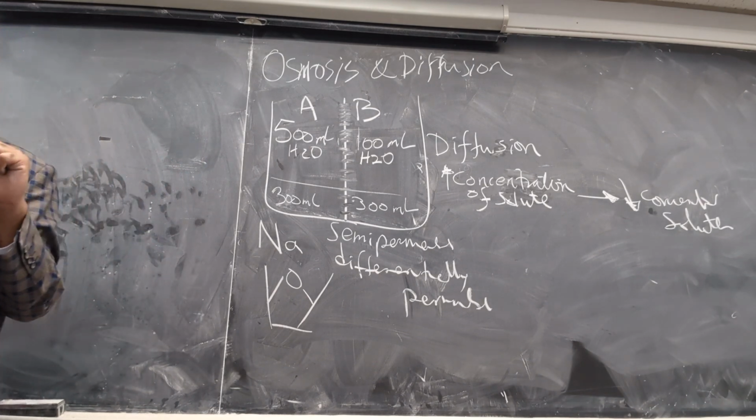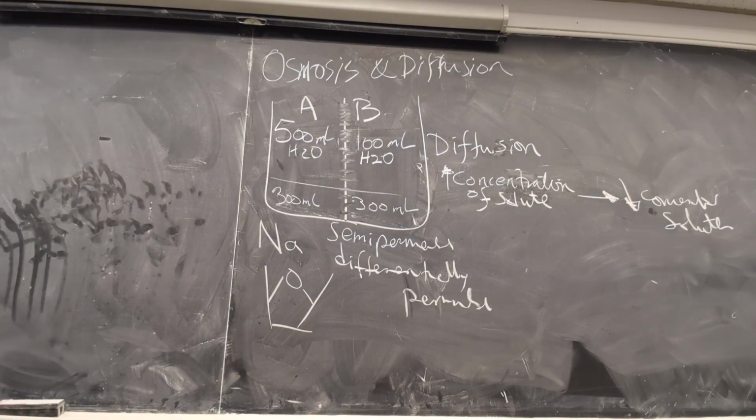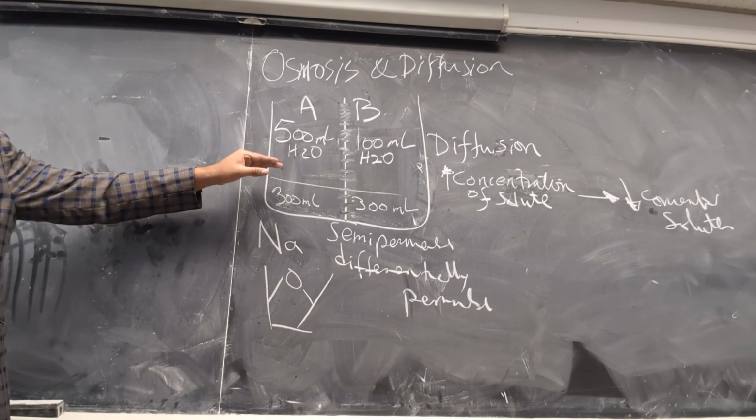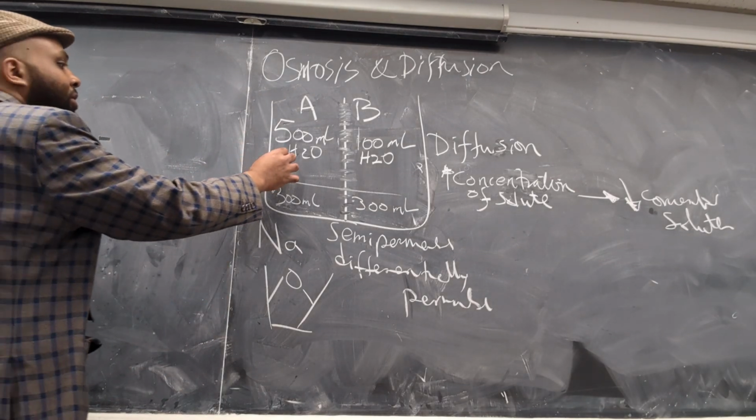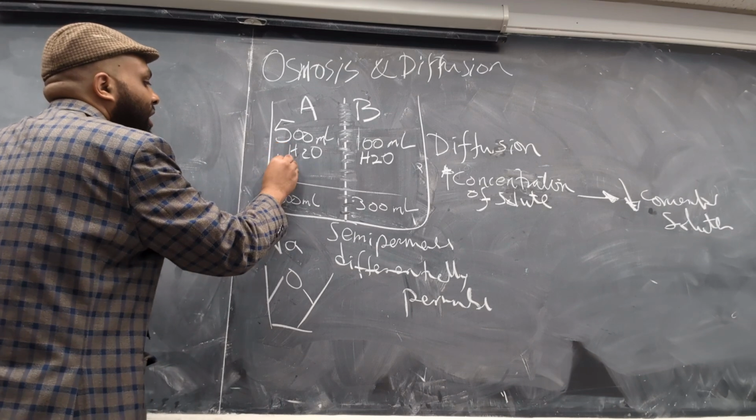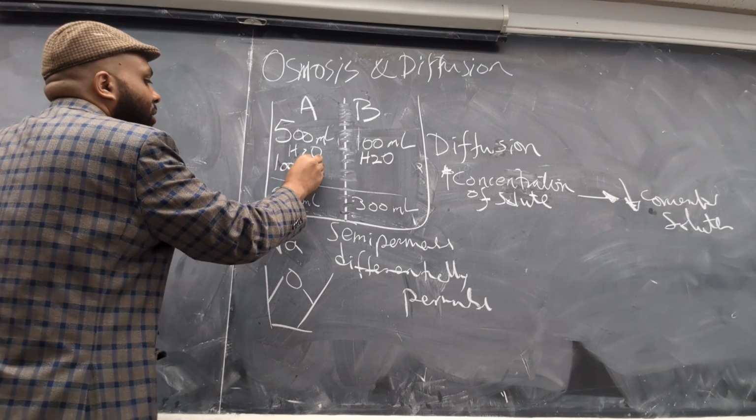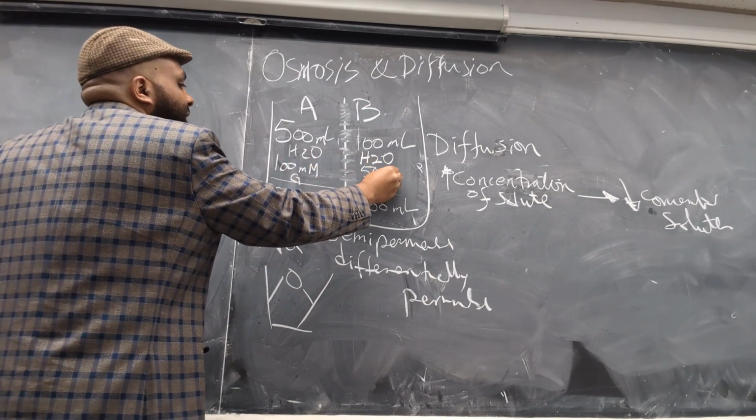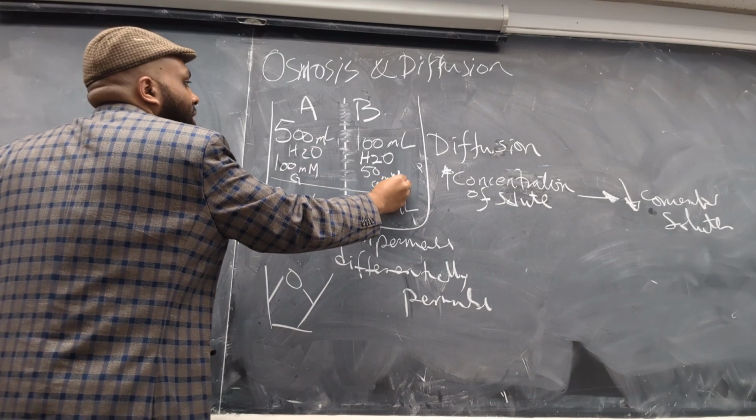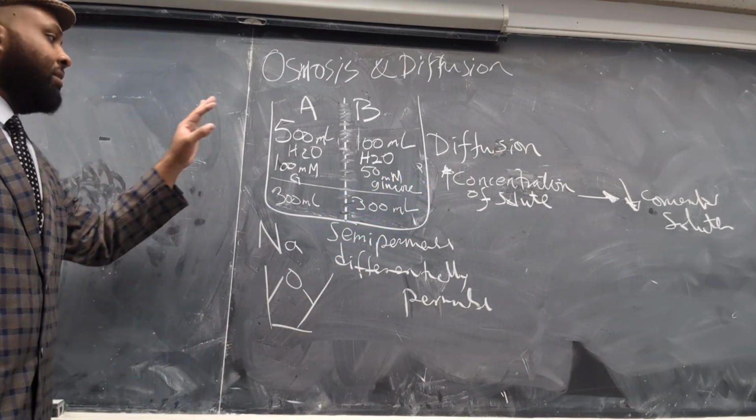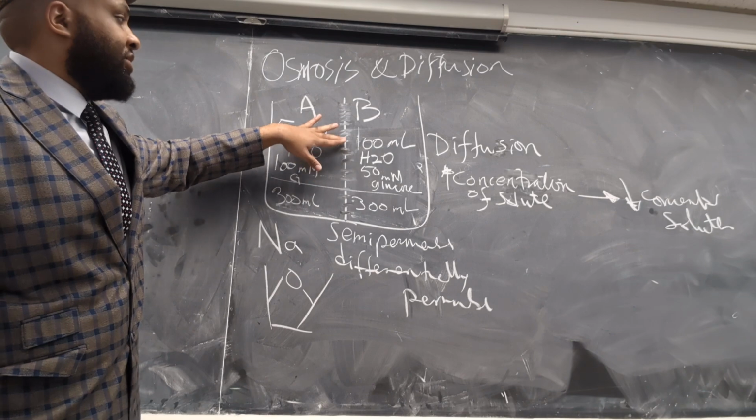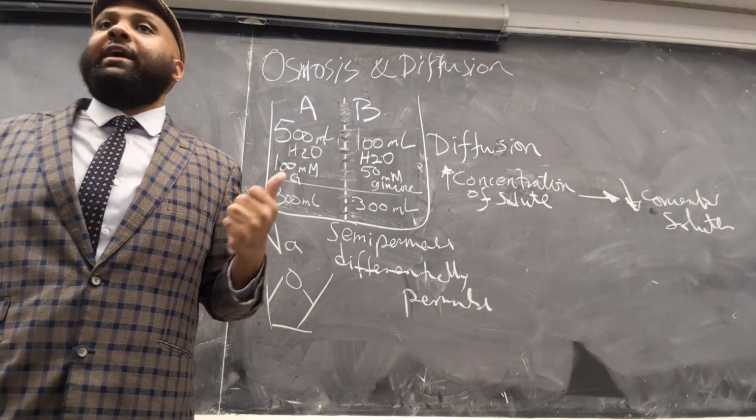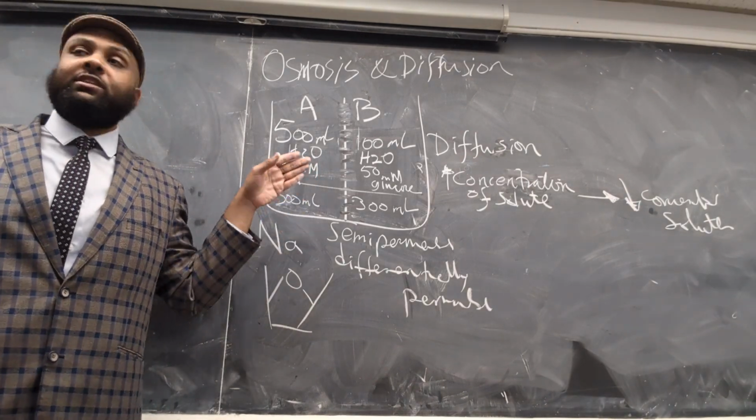This is diffusion. Osmosis is when water moves from an area of low solute. So here I have no solute, that's just pure water. But if I add glucose, I add 100 millimolars of glucose on side A, and I add 50 millimolars of glucose on side B, and I'm not done because I have to also mention that the membrane is impermeable to glucose. It does not allow for the passage of glucose.